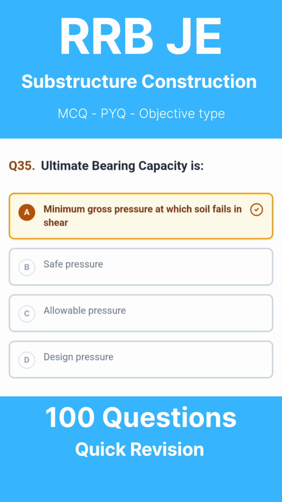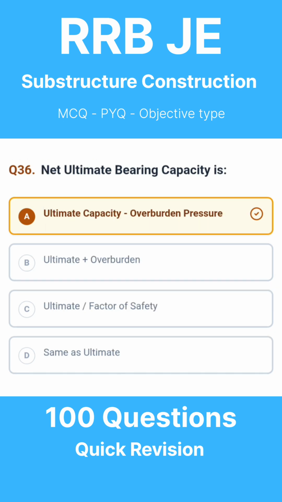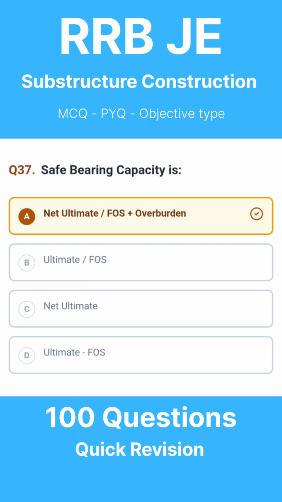Question 35. Ultimate bearing capacity is. The correct answer is minimum gross pressure at which soil fails in shear. Question 36. Net ultimate bearing capacity is. The correct answer is ultimate capacity minus overburden pressure. Question 37. Safe bearing capacity is. The correct answer is net ultimate divided by FOS plus overburden.